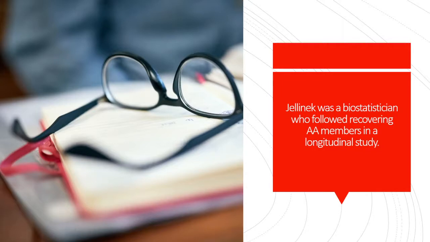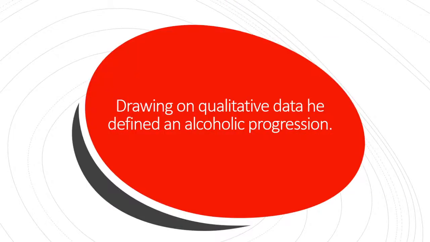This is called qualitative data, by the way. And he did have some quantitative data in there too, about how many he started with, how many he finished with, how it divided out numerically. And that's quantitative studies. Qualitative is collecting data through narrative. So, drawing on qualitative data, he defined an alcoholic progression, and he discussed phases that people go through.